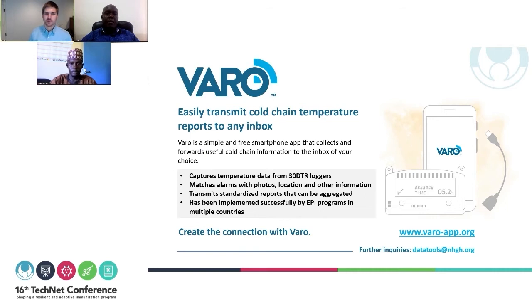So that's the VARA application. It's a simple free smartphone app that can be used to collect 30 DTR data from those loggers, along with photos, location, and other information to put into a standard email report. This app's been implemented successfully by API programs in multiple countries.